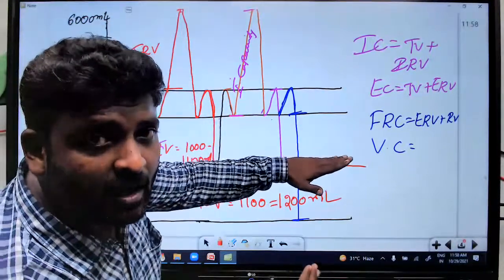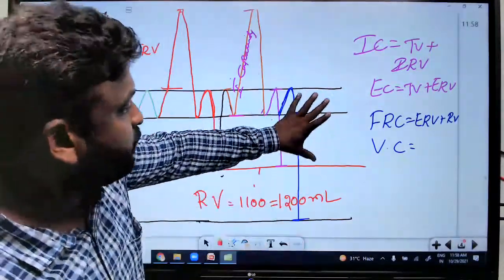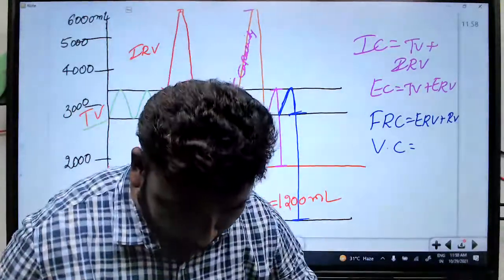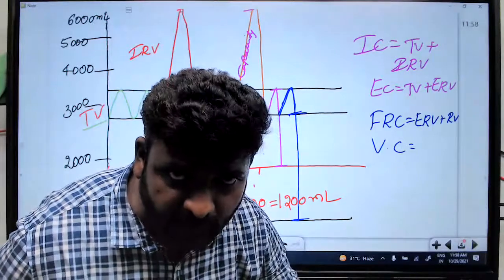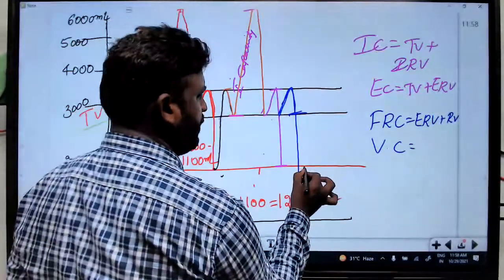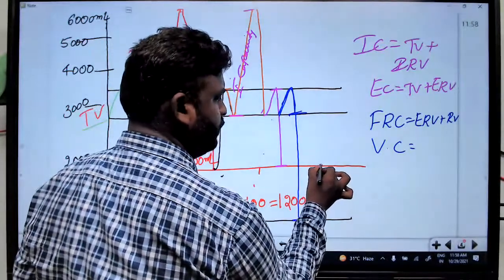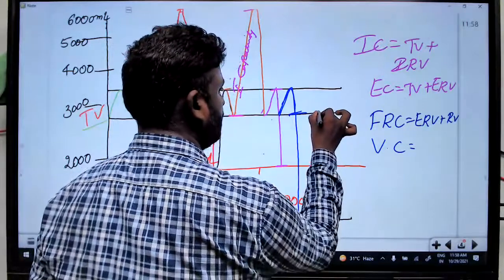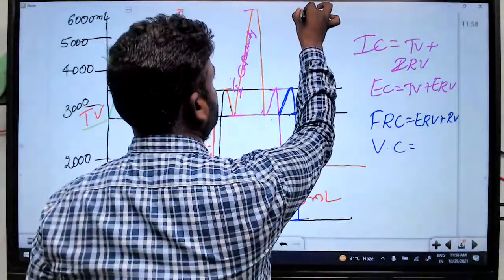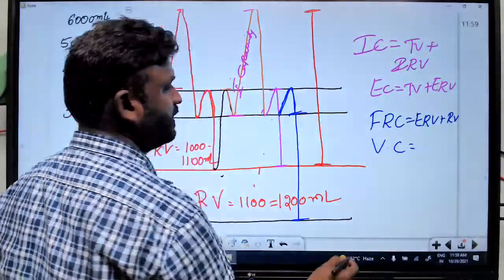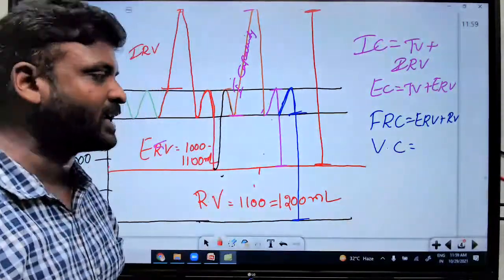And then you have to do forceful inspiration, from here to here, right? Definitely you know about it. It's about forcible expiration, and then from here to here, this is called vital capacity. Could you please tell me what is included here?